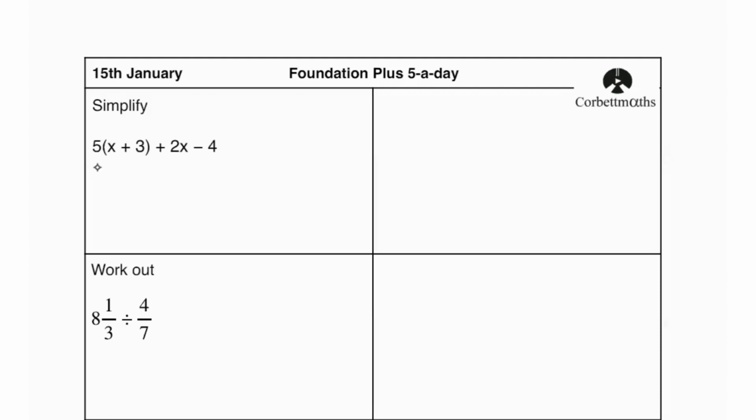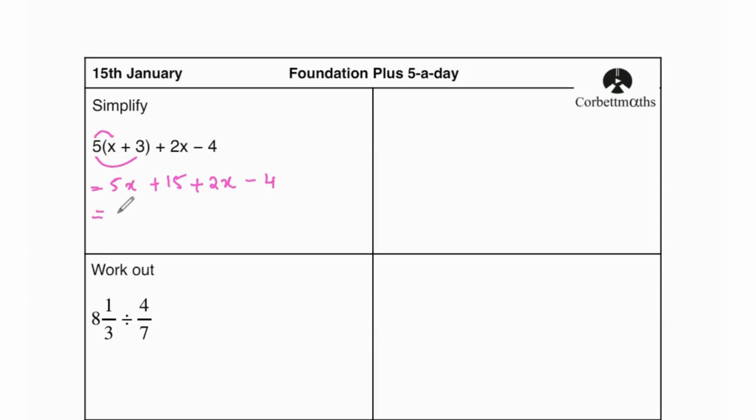First question, it says simplify 5 times x plus 3 plus 2x minus 4. So first what you will do is you will expand the brackets. So 5 gets multiplied with x and 3. That's going to be 5x plus 15 plus 2x minus 4 comes as it is. Now we combine the like terms.